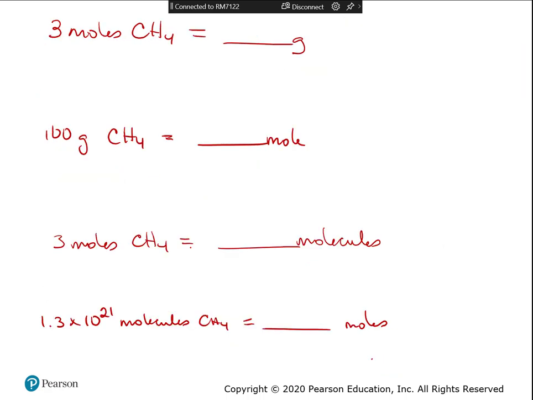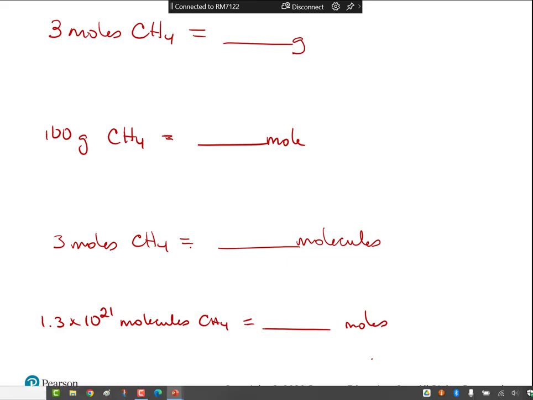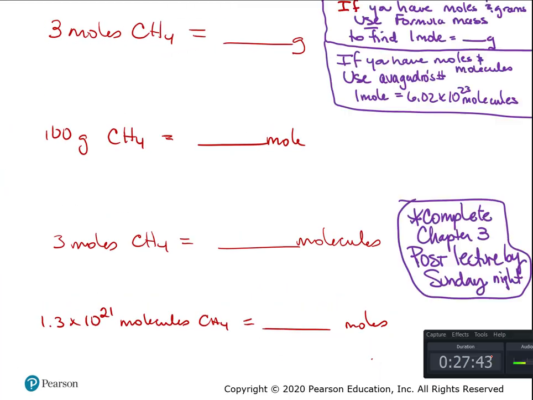All right. So the last page. Go ahead and do these. There's 4: moles and grams, grams and moles, moles and molecules, molecules and moles. So going back and forth in them. This is really the 4 ways that you might find this. So in this first one, what do I need to use?